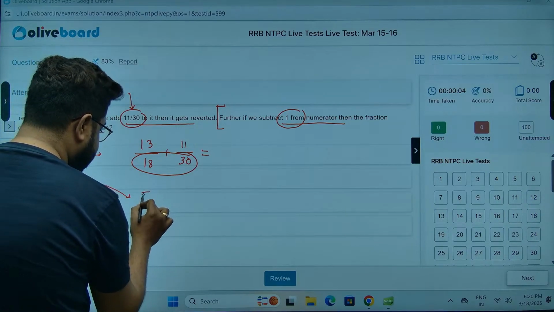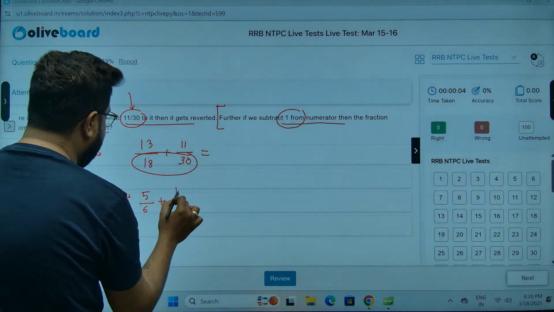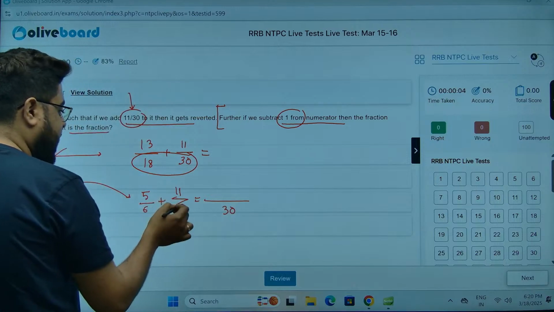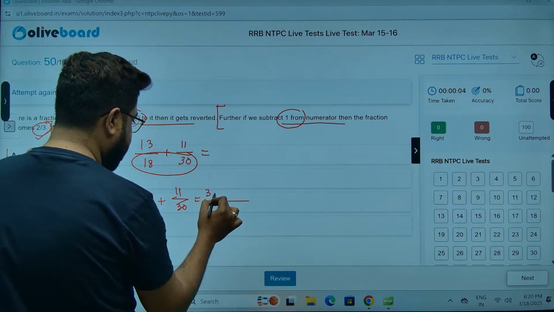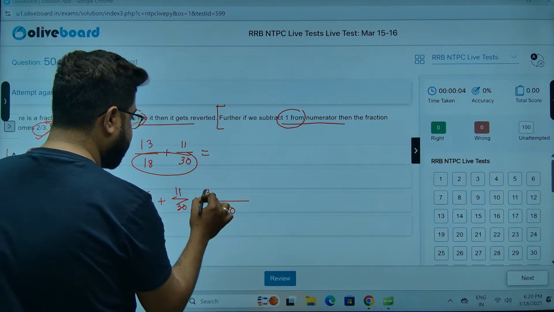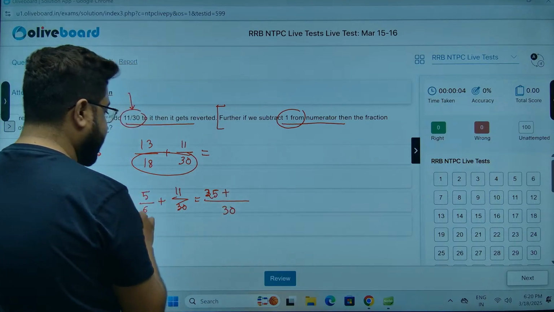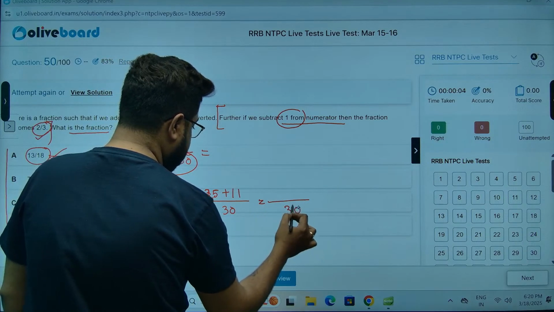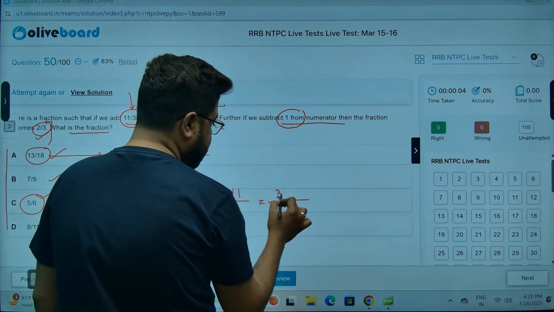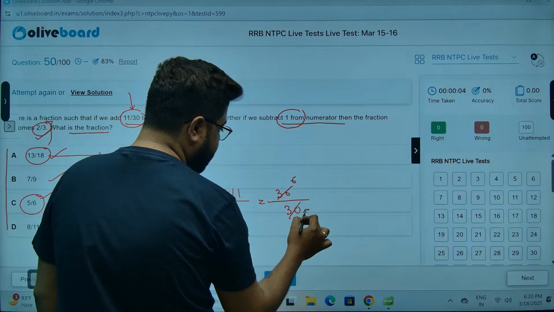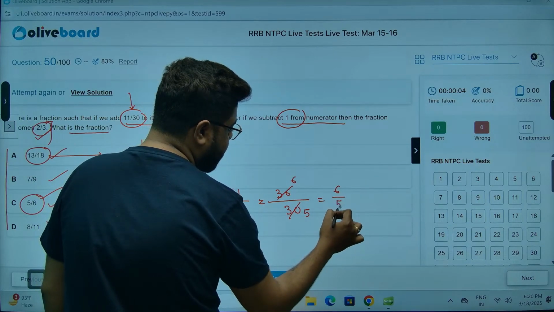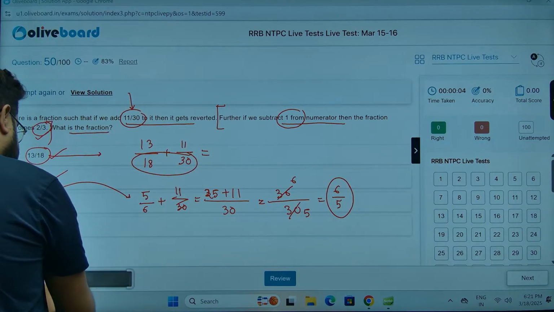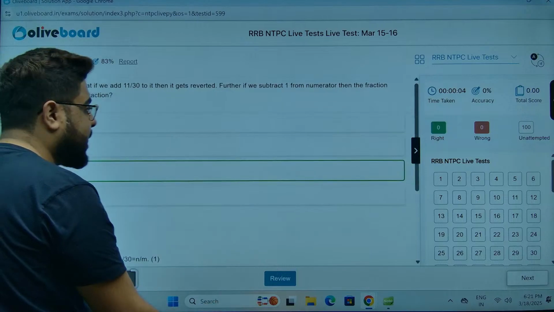So 5 by 6 plus, if I add 11 by 30, 30 is your LCM. 5 5s are 25, plus this is 11. 30 here, and this is 36. That means this is 6 by 5. It is getting reverted. Absolutely, you see, we are getting the reciprocal. So 100% option C is my correct answer.